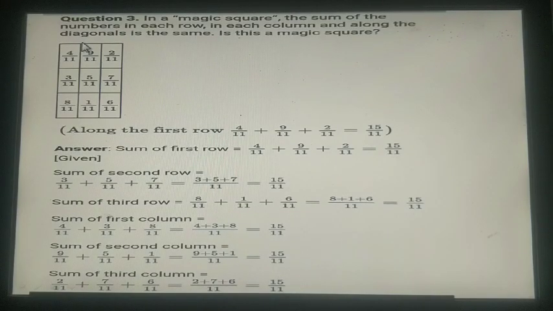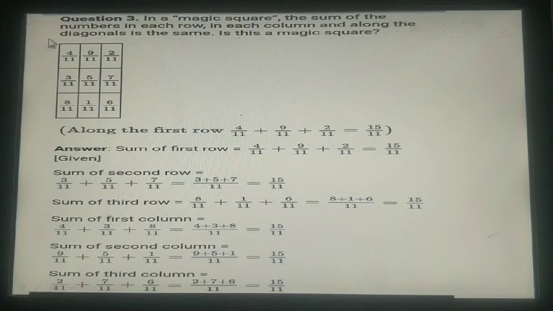Question number 3. Here they have given you some fractions like this and they are asking whether the sum of the numbers in each row, in each column and along the diagonals is the same. So is this a magic square? So here we will just quickly check all the sums. If you see in each row, along the first row, 4 by 11 plus 3 by 11 plus 8 by 11, the sum will be 15 by 11.